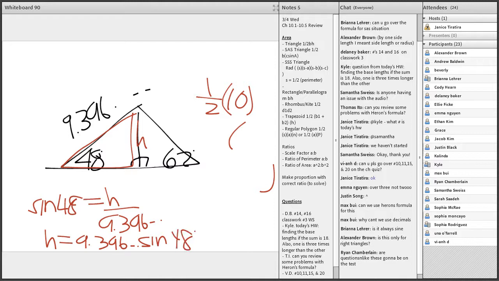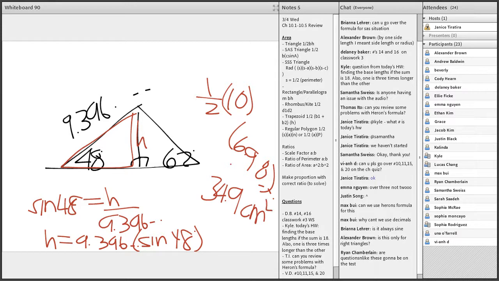Sine 48. Especially in your TRS class, don't round until the end. Don't put 9.4. It might change your answer. So I have 9.396 in my calculator, and I'm going to push times sine 48, and I get 6.98. I know it's pretty much 7, but if you approximate too early, your answer will be kind of off. Then I'm going to do that answer, which I did not delete, times 10, and then divide by 2, and I get 34.9 instead of 35.